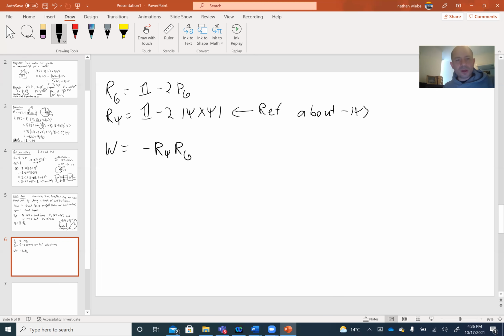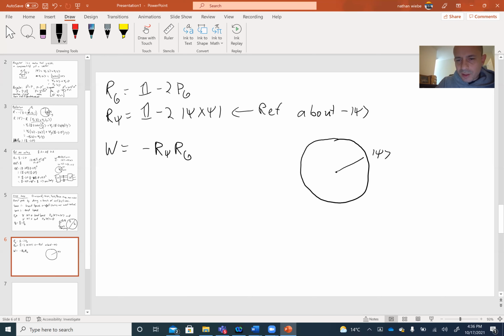Before we start dealing with any of the algebraic minutiae of this particular algorithm, let me give you some intuition about how this is exactly working. Imagine we've got our state psi over here.